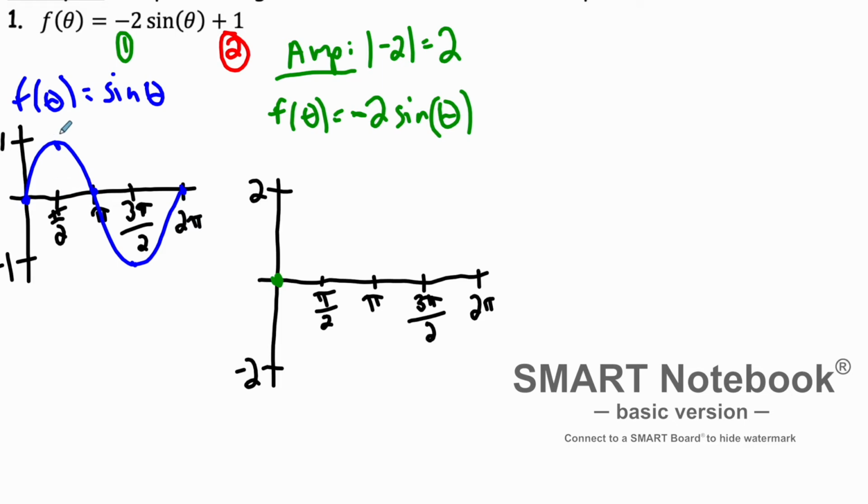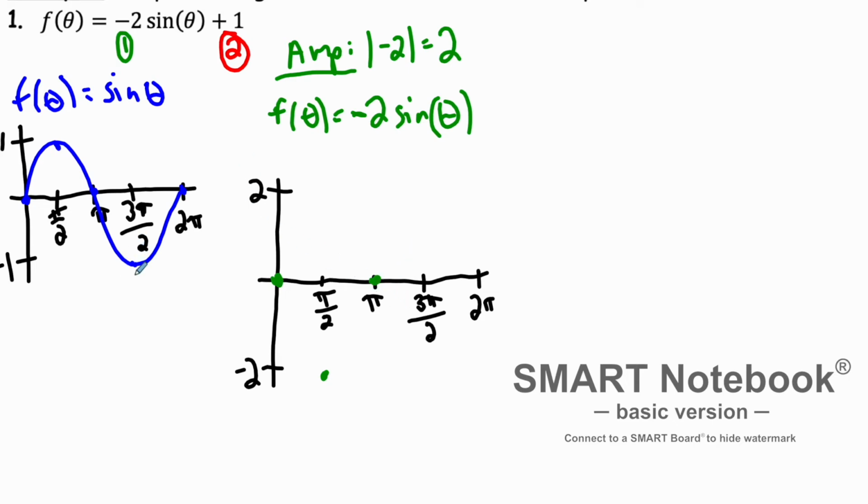Next up, pi over 2 is at 1. Okay, so all we're doing is 1 times -2. That's not difficult at all, okay? 1 times -2 is -2. Next up, pi. Well, pi is at 0. Well, 0 times -2, again, not difficult. That's 0.